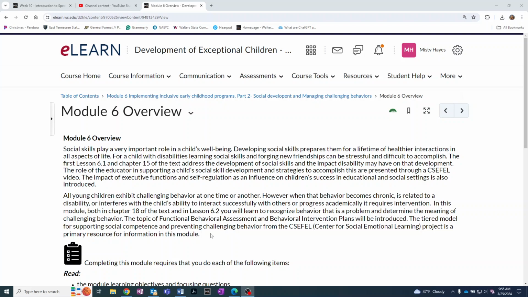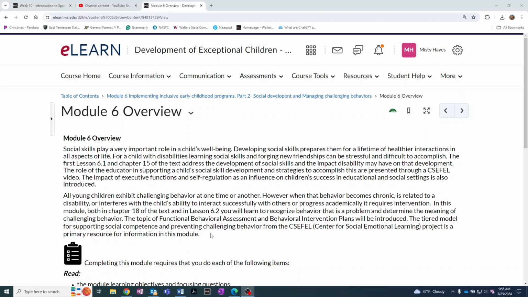Now, I did allow us to have some extra days for Module 5, so we're starting Module 6 a little later than what our calendar says. So we are going to be working on Module 6, which really dives into social development, right? And sometimes students who have special needs also need some extra support with social skills. Also, how do we help manage those challenging behaviors?